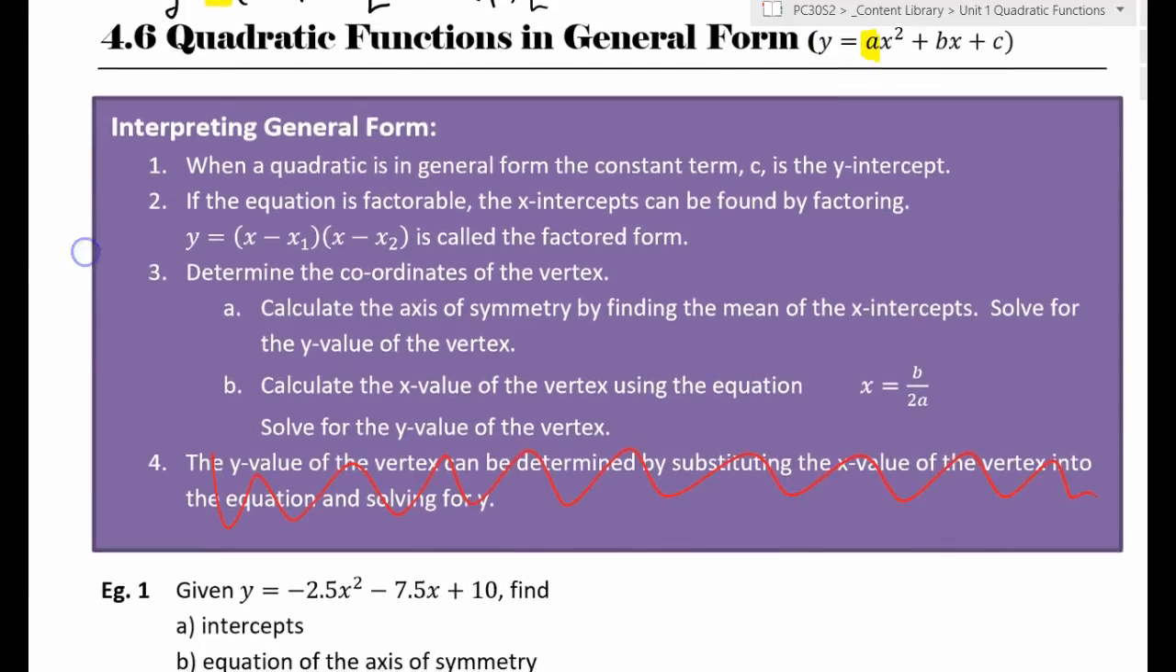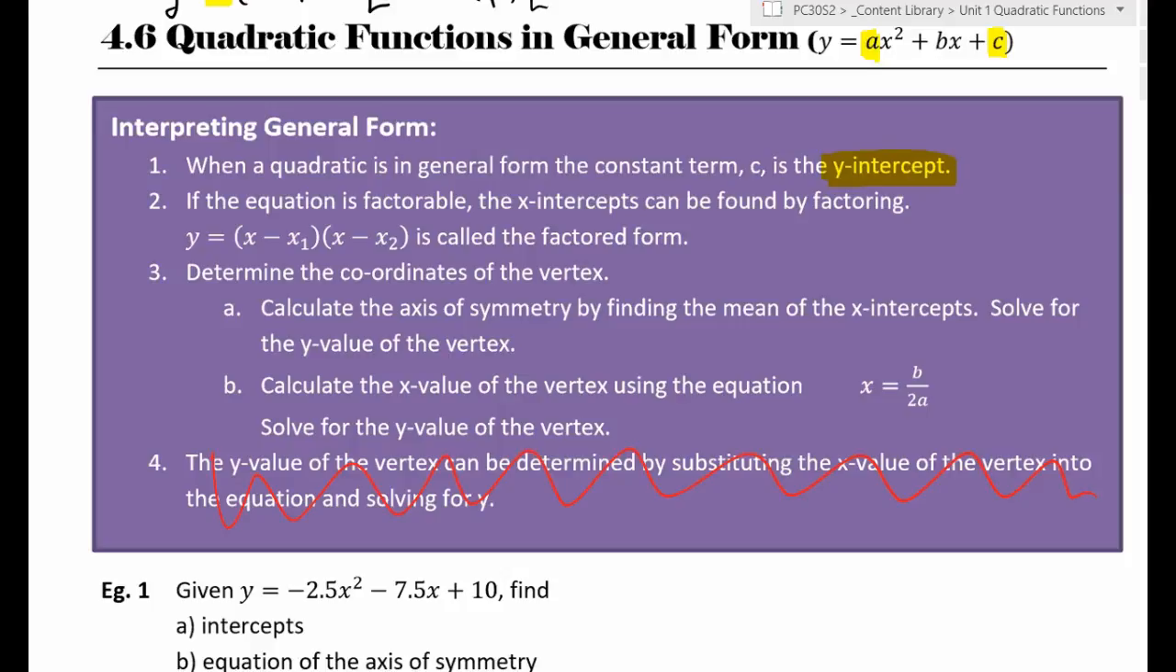So part one. C, that constant term at the very end, is actually your y-intercept. So this is exciting news. Your y-intercept is given away every time, right away. The second you have that constant term without an x attached to it, boom, you know. That's where it's crossing my y-axis. That is where I am going to plot that 0, comma, some number, whatever that c value is.